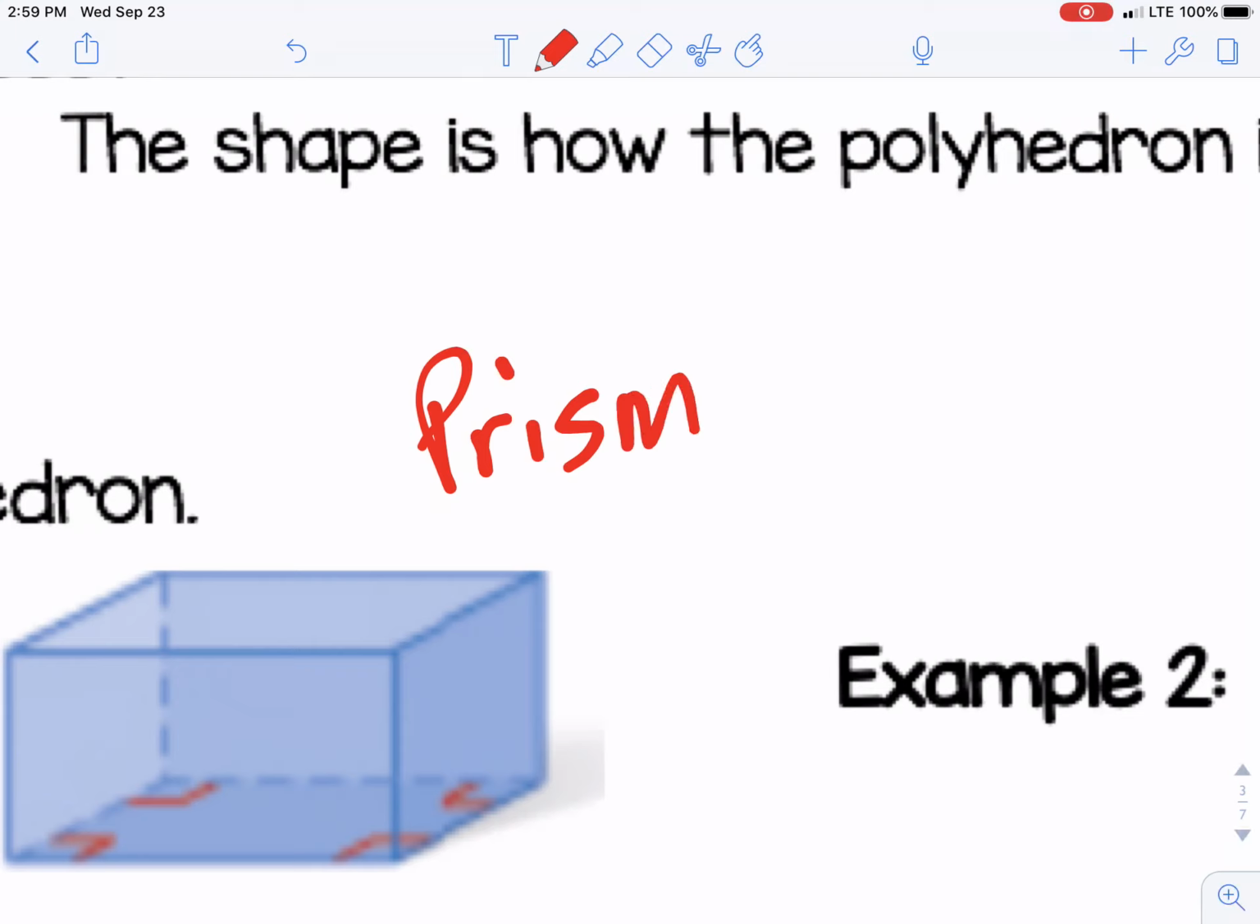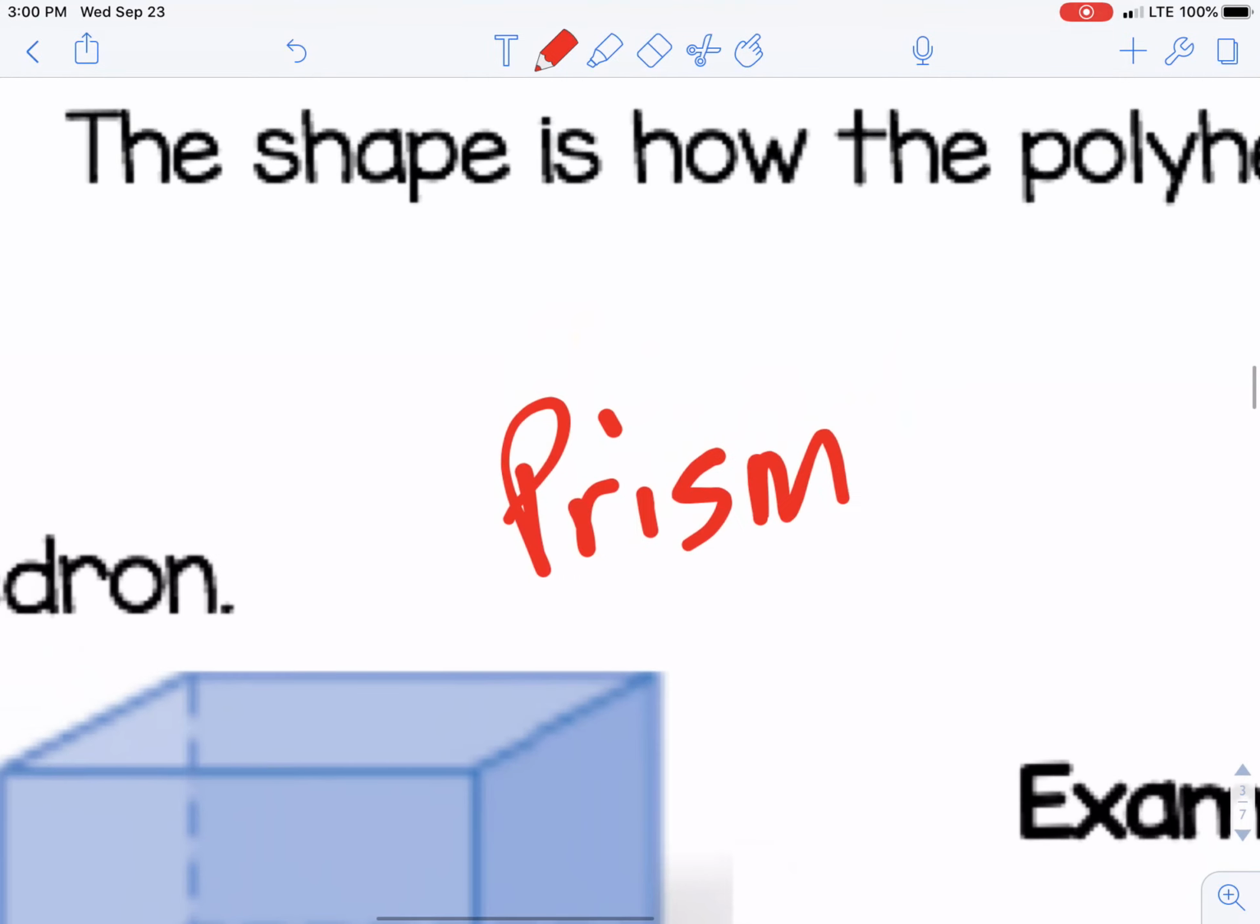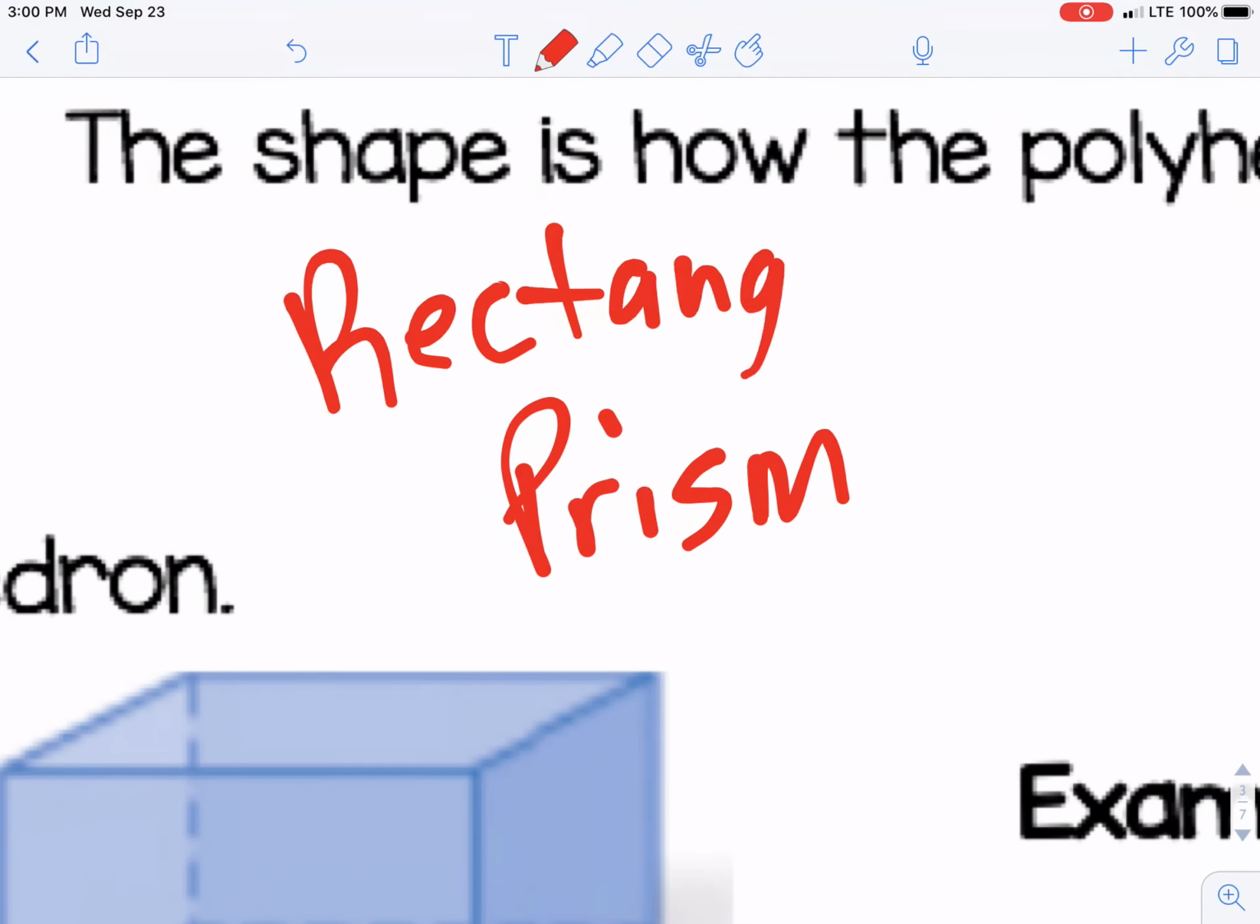Now, all the faces are rectangles, so the way it's set up now, we could just call this the base. All right, there's two bases. They are going to be parallel or opposite sides, so it's either top, bottom, side, side, front, back, whatever. And the shape of that base is how we're going to put this together as a full name. Since those are rectangles, we would call this a rectangular prism.